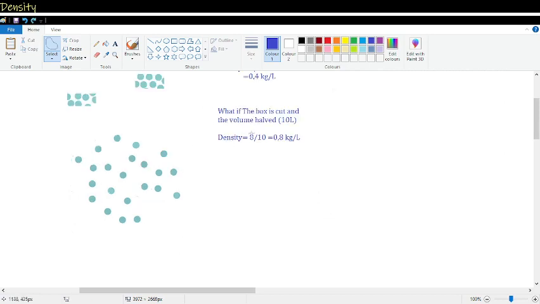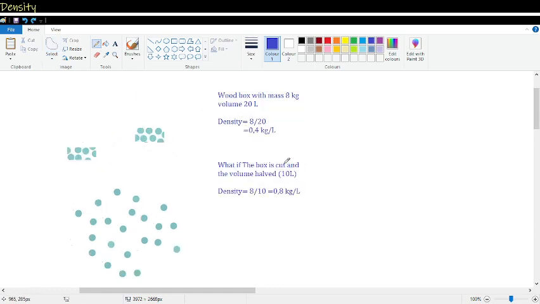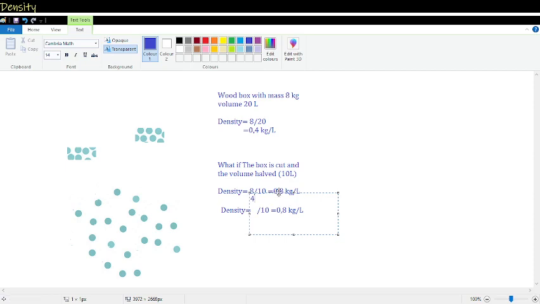What's wrong here is this: if you cut an object and the volume becomes half, the mass also changes. Even if the question didn't tell you that the mass is changed, you must imagine, you must use your logic, that the mass should be changed. So this one should be half also. The mass should also be half and become 4.